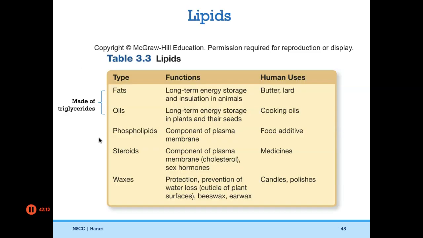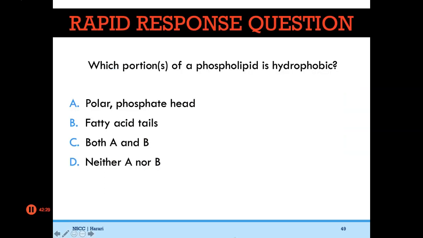And this is a good summary table to review all the different types of lipids. We spoke about fats and oils made of triglycerides. Then we spoke about phospholipids and steroids and then waxes. This is a good summary. You can pause here and answer the question. The answer is B.